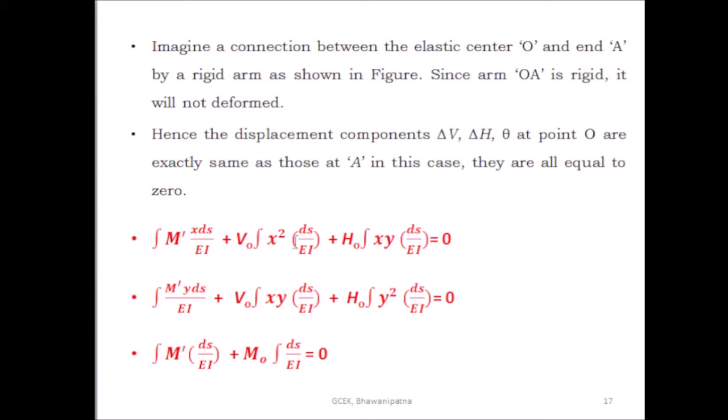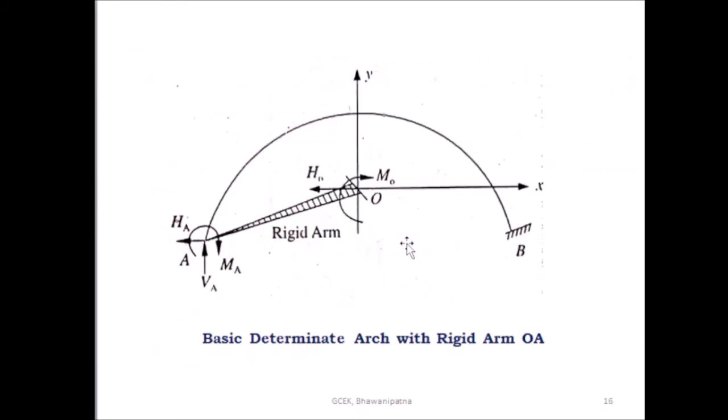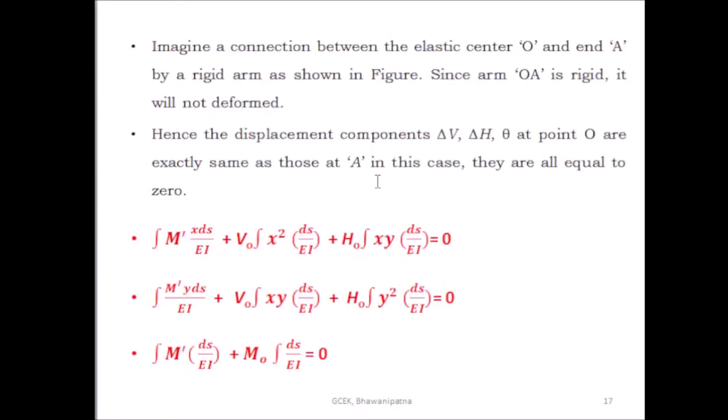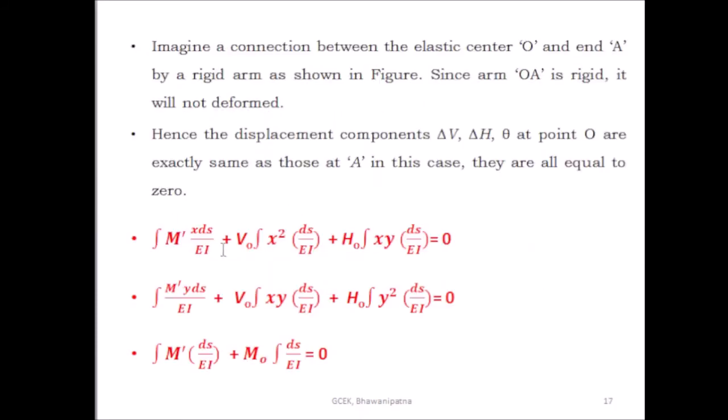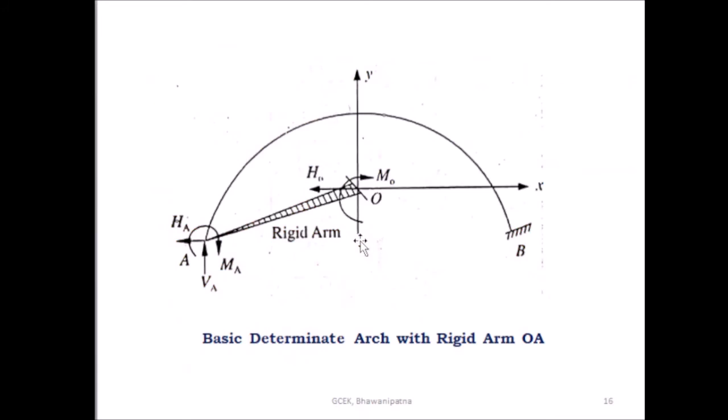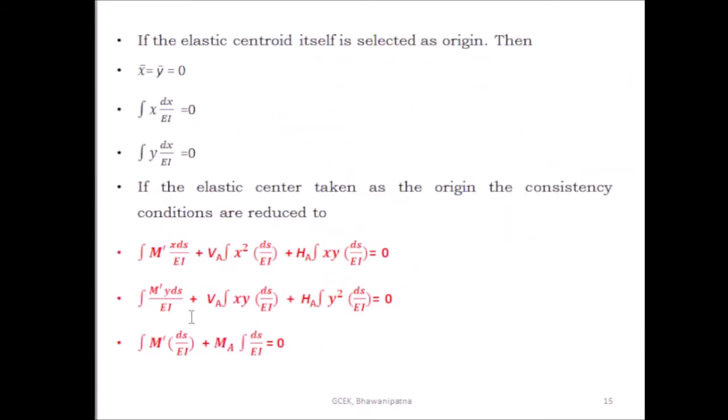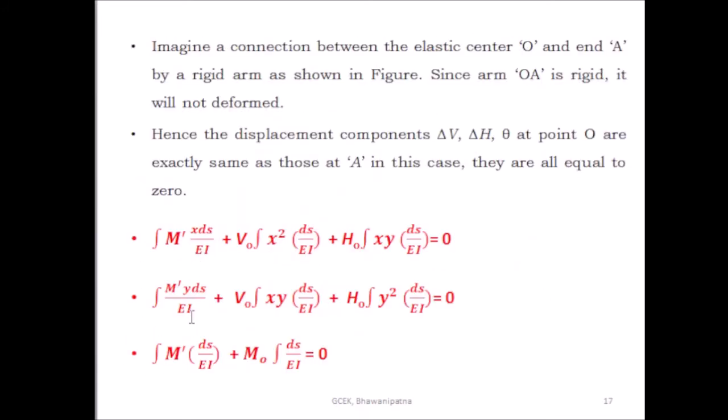Then the equations at O, the elastic center: what is the vertical displacement? Here the equation becomes, at support A, this is the equation. But when the imaginary connection is made between the center O and A by a rigid arm, here also the expression is the same as you got from support A.